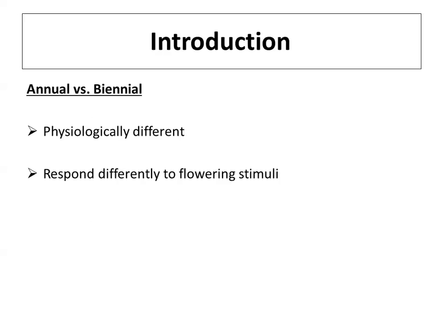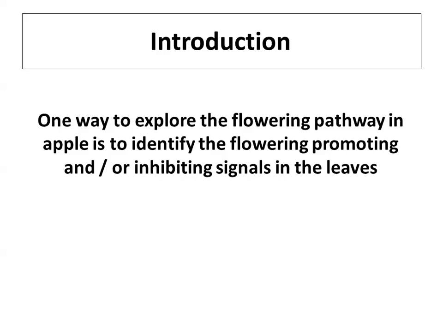If we think about annual versus biennial, it's not only apple, it's most likely most of the fruit trees. You will find some cultivars with bienniality. So within every fruit tree, you can find differences among annual and biennial cultivars physiologically, and you can think that they respond in a different way to flowering stimuli. So for us, one way to explore the flowering pathway in apple is to identify the flowering promoting and/or inhibiting signals in the leaves.